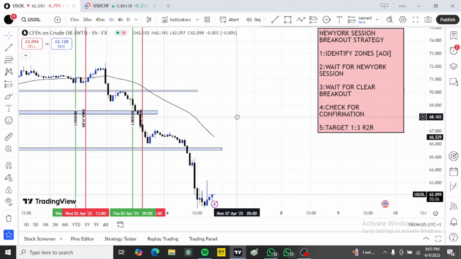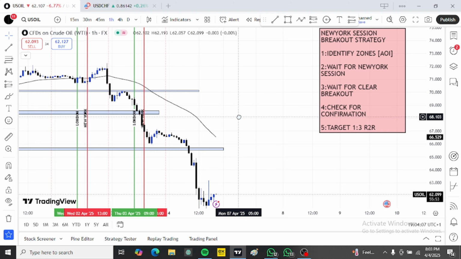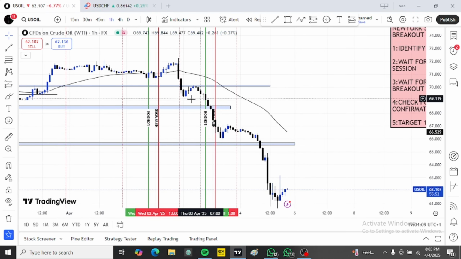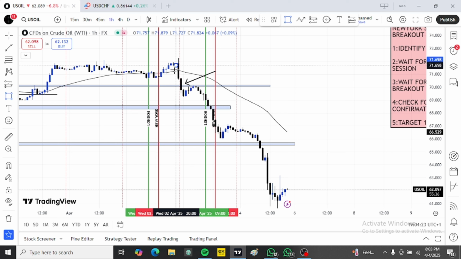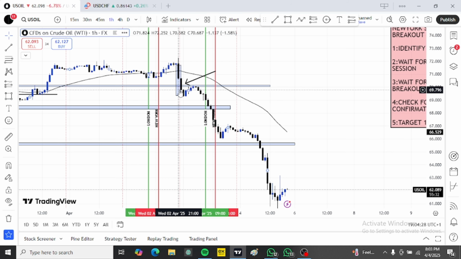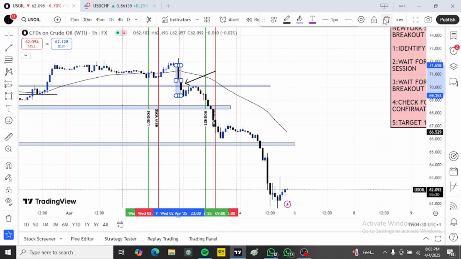Let's say the next one was to wait for a clear breakout. Looking at this from here, this is a clear breakout. That's a very clear breakout because there was a momentum candle right there, from here to here. There was a momentum candle to safely make a breakout, and after that breakout, what did you see? There was a retest of the zone.